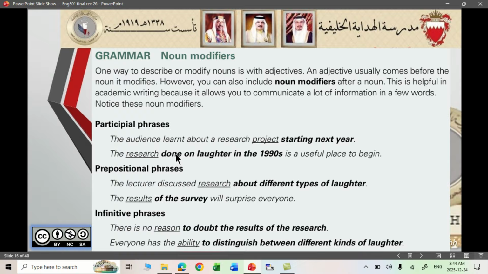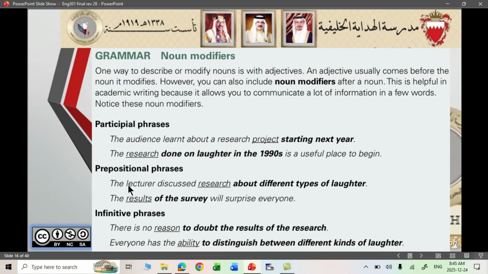Or the research done on laughter in the 1990s. Done, that's the past participle, which is used as an adjective here to modify the word research. So we have the participial phrases, phrases that start with the present participle or the past participle. We have also the prepositional phrases. I think we have come over this before when we said books about history or something like that.